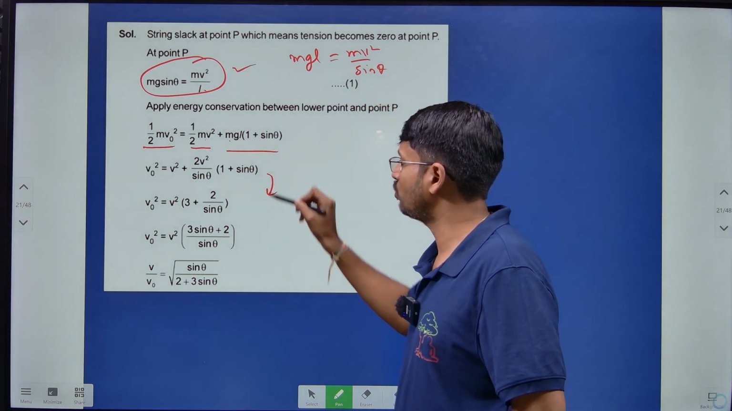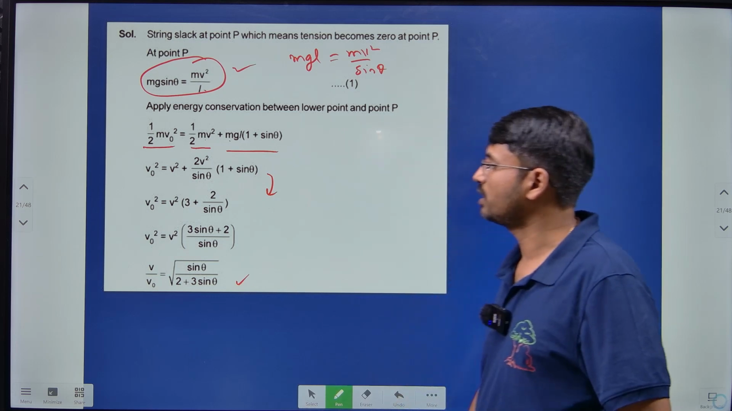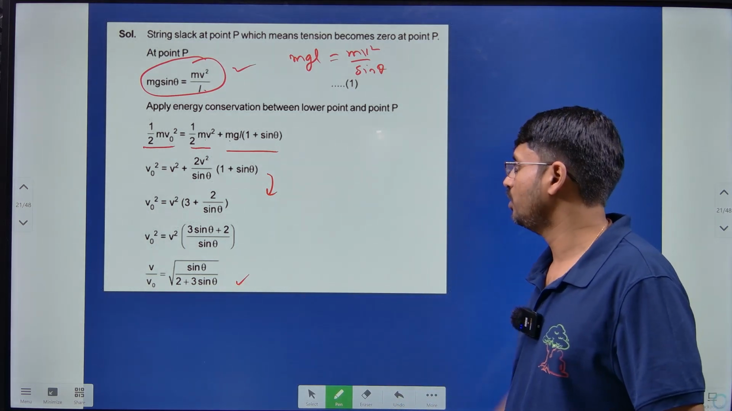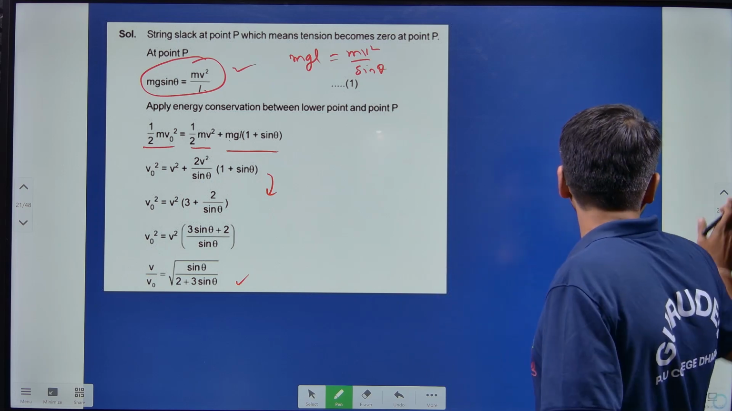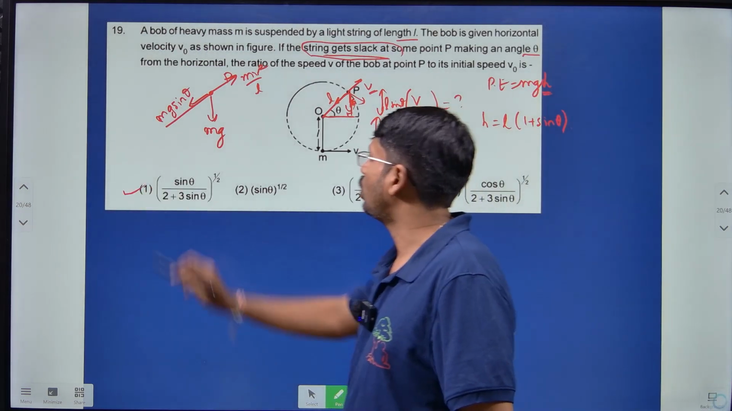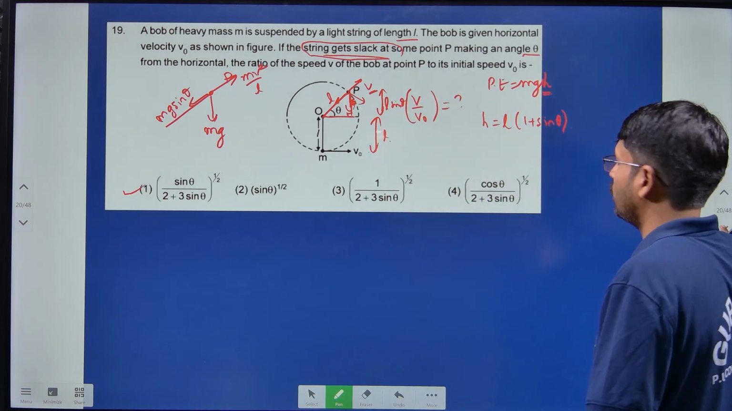If you go on simplifying, we'll get the equation as v by v naught equals root of sine theta by 2 plus 3 sine theta. So which one is the right answer? Option 1 is the right answer in this particular case.